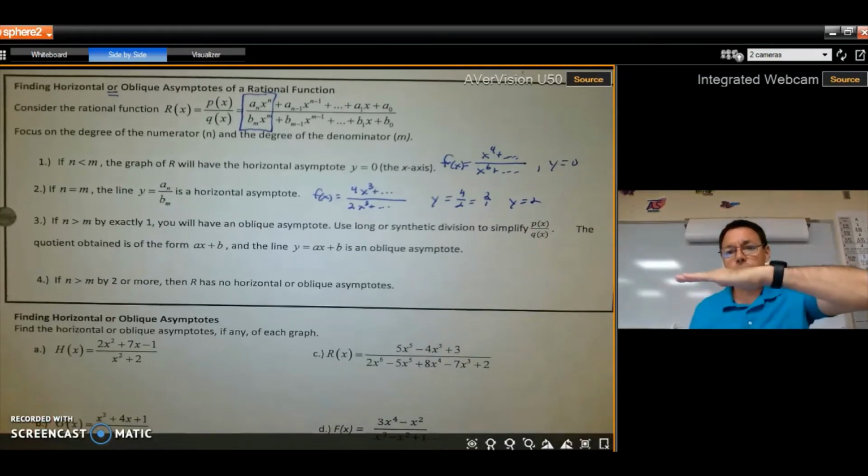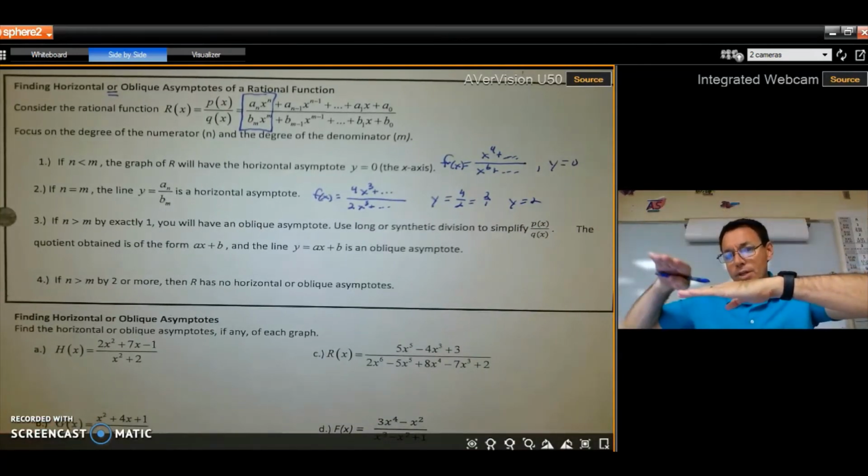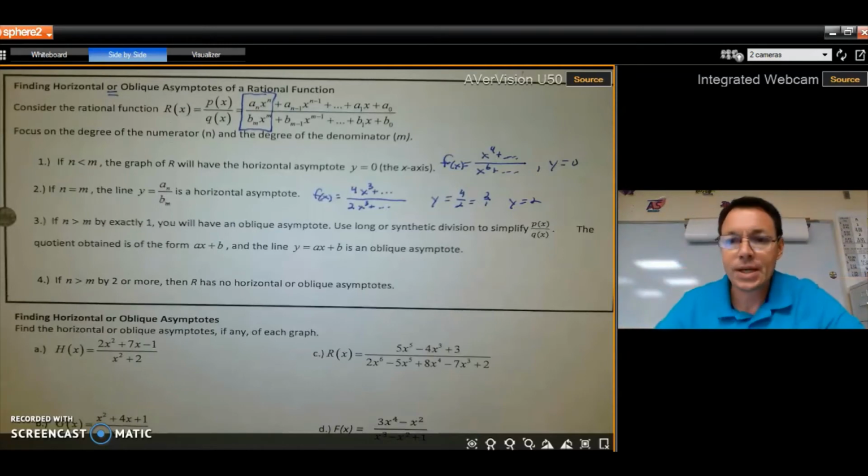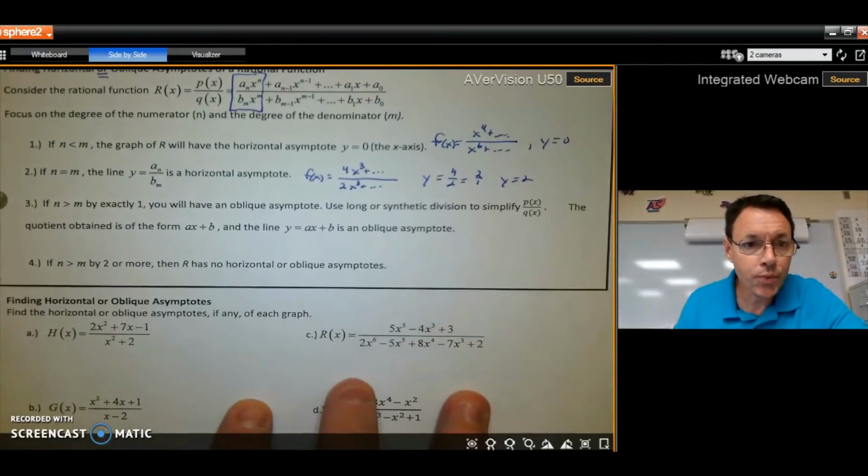So the line y equals 2 is going to be an imaginary line that our graph gets closer and closer and closer to as our x values head towards infinity and negative infinity. Okay? That's rule 2. Rule 3.